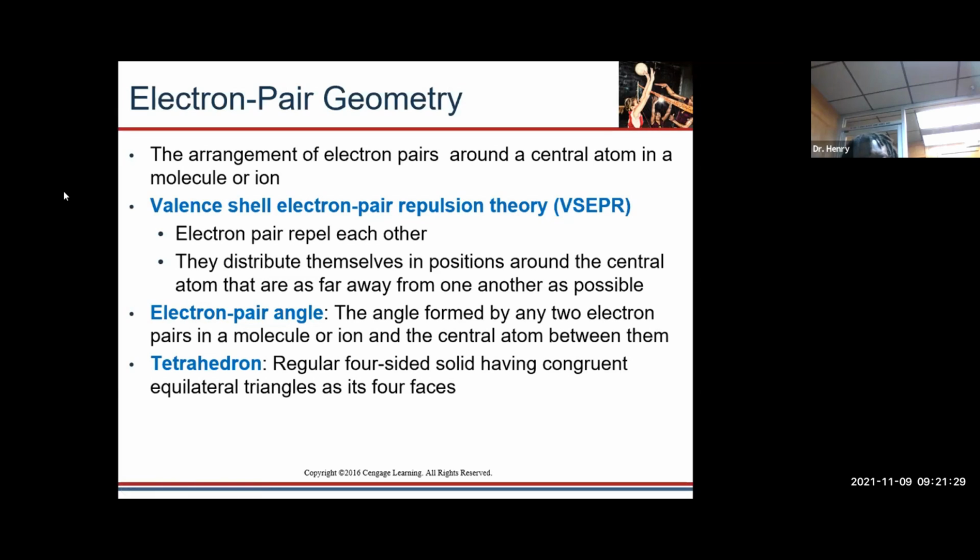Okay, so then that brings us to the electron pair geometry. Electron pair geometry is the geometry that results from electrons repelling each other. So how many of you have siblings? You all said that you had siblings. Is that correct? You have brothers and sisters?